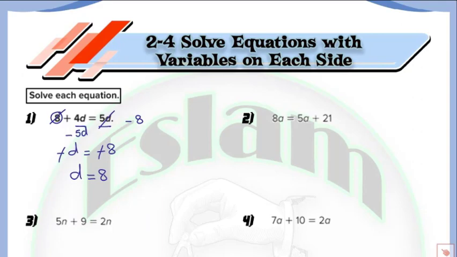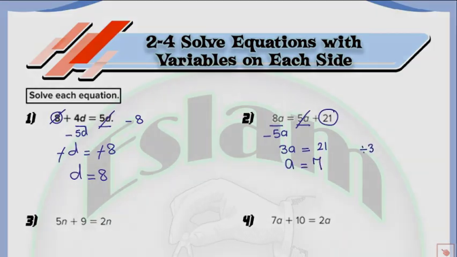Again, in question number 2. 8a equals 5a plus 21. At first, underline the variable, then circle the numbers. Now we have a variable at the right, so just subtract 5a. So 8a minus 5a equals 3a, equals the remainder at the right, which is 21. 3a equals 21, so just divide by 3. Then a is equal to 7.